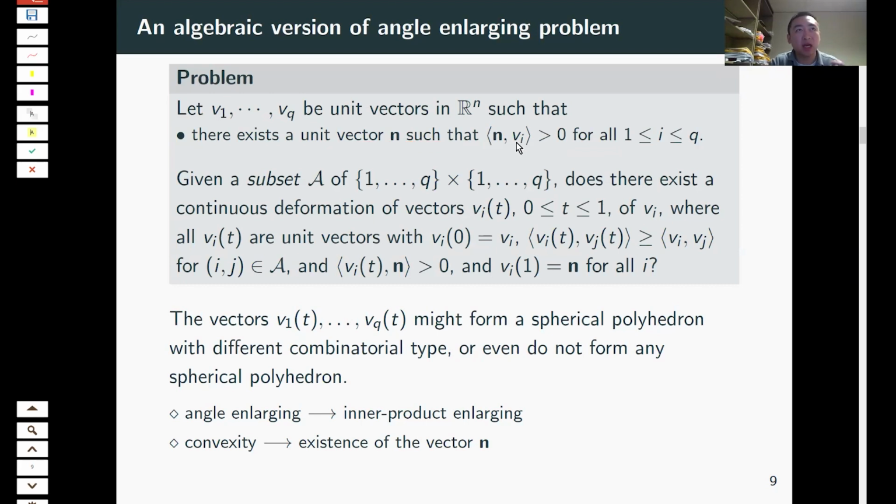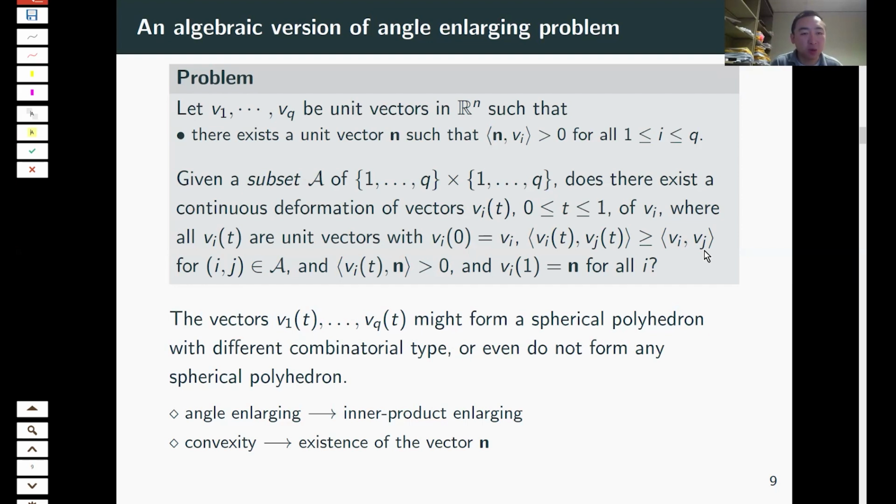Now we are given a subset of the product of the two indices, and we want to deform the vectors such that for the indices belonging to the subset, the inner product becomes larger. Just like on the previous page, angle enlarging means inner product enlarging. We call this an algebraic problem because we're really doing linear algebra. We're doing vectors.